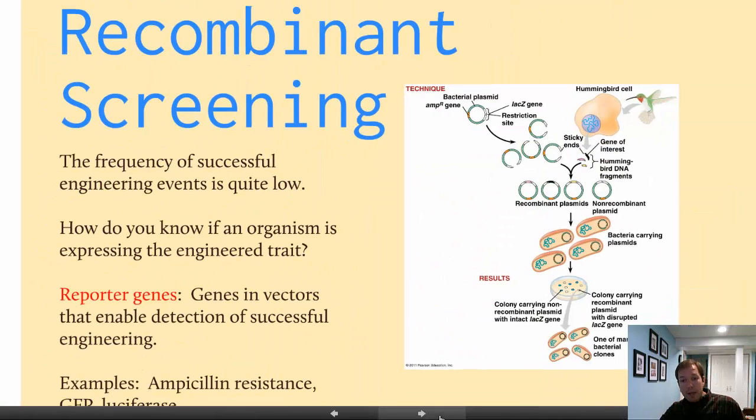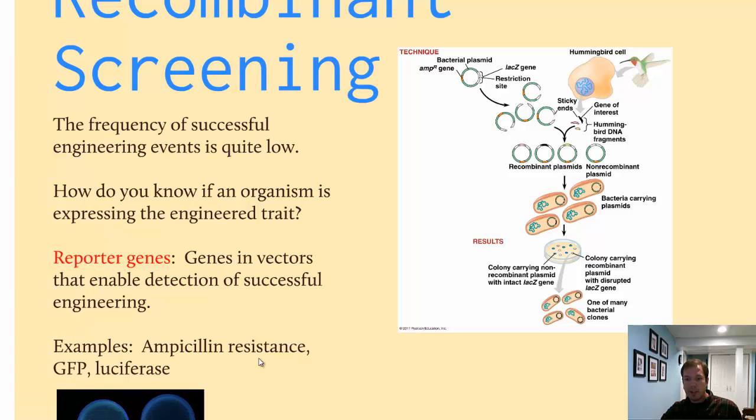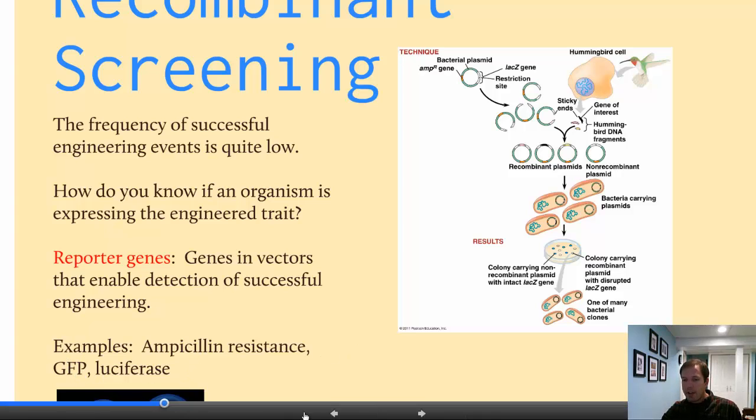So the screening process, I've talked a little bit about this so far. The two important ones here are ampicillin resistance. By growing the bacteria in an ampicillin-rich environment, the ampicillin will kill all of those bacteria that didn't recombine and take the plasmid, and so only those that do survive have the plasmid and thus have the gene of interest. GFP is another important one.